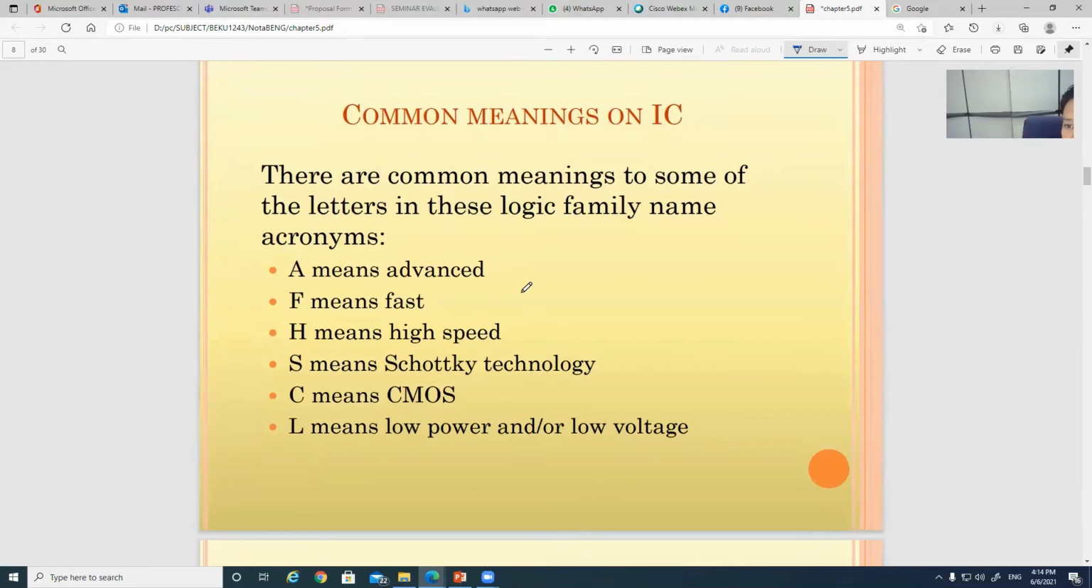So this is the common meaning of the IC letters. Maybe you can see the capital letters A, F, H, S, C and L. These are common meanings of some of the letters in this logic family acronym. A stands for advanced, F means fast, H means high speed, S means Schottky technology, C means CMOS, and L means low power or low voltage.